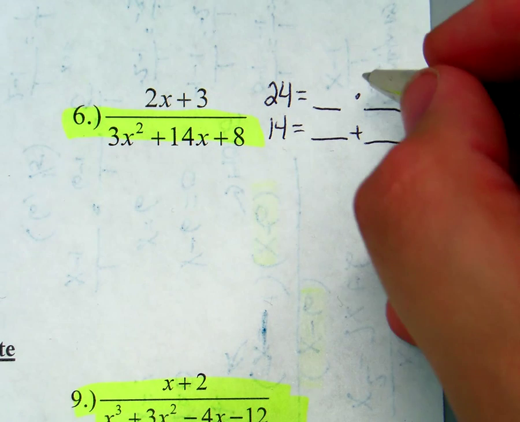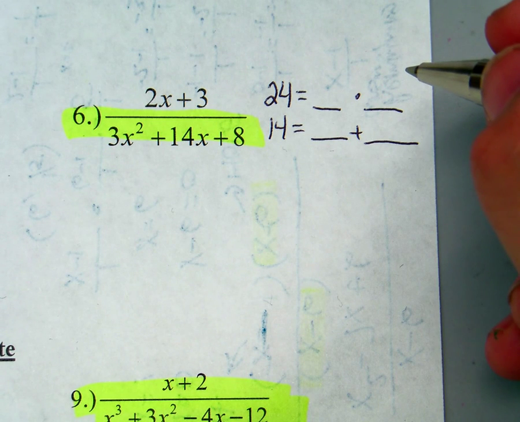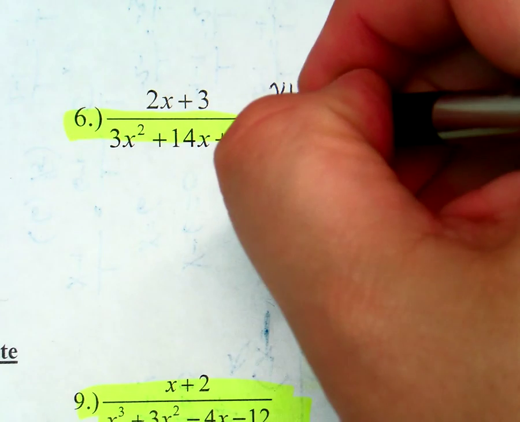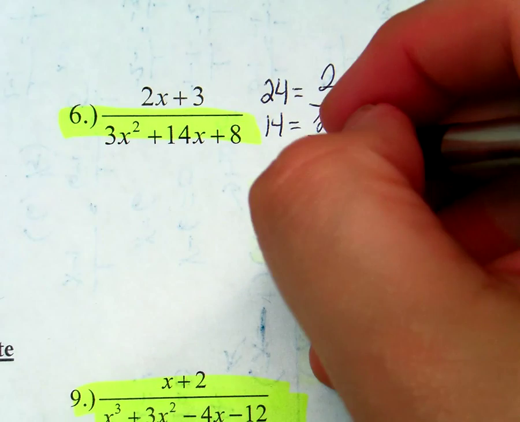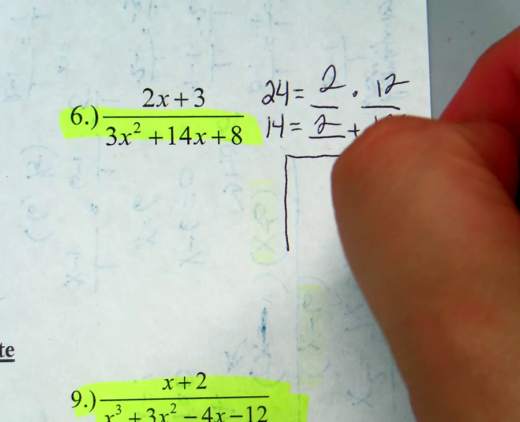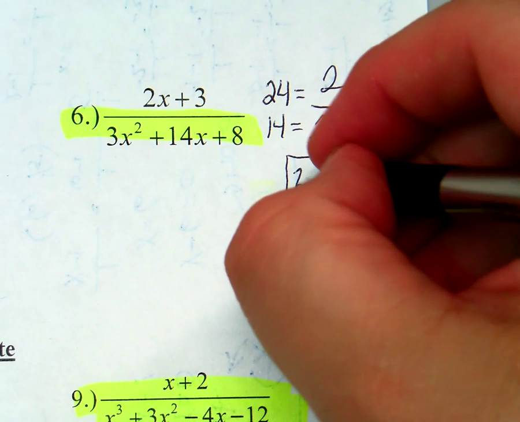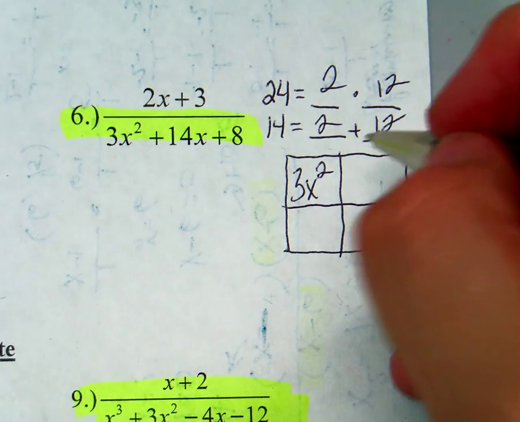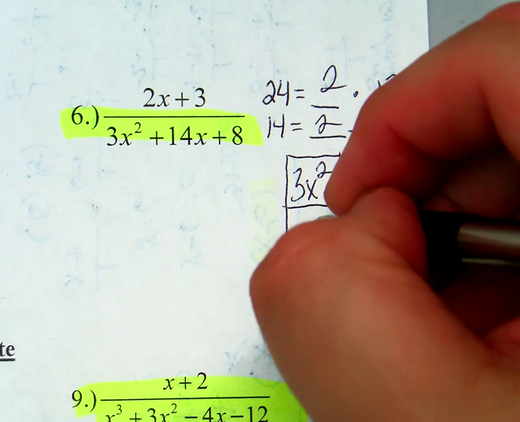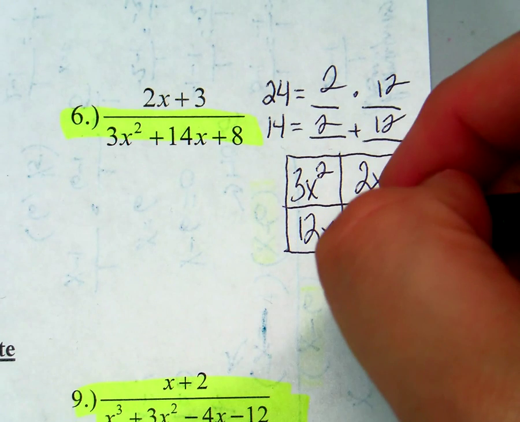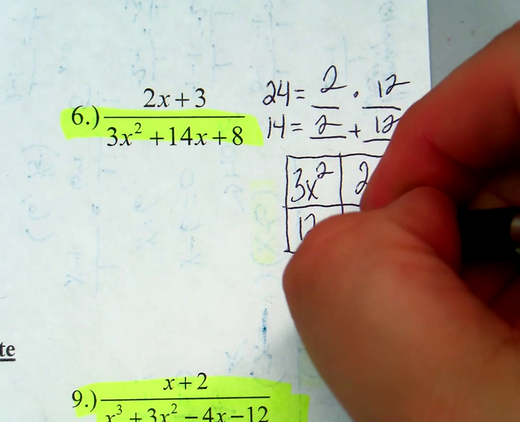Two and 12. 2 and 12? All right, so what I'll do is get 3x squared there, 2x, 12x, and positive 8. Now I'm going to factor out this way because I ran out of space.